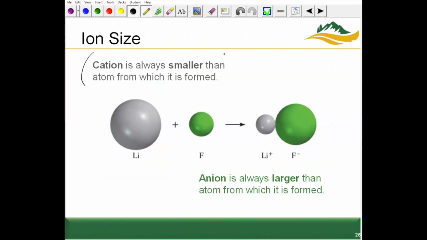And so here's another visual where cations are always smaller than the atom from which they are formed. Lithium neutral, we form lithium plus, it lost one electron, it can get smaller because those protons can pull in the remaining electrons more easily. Then fluorine neutral is a certain size. When it becomes F minus as an anion, it's going to increase in size. So the anion is always larger than the atom from which it is formed.